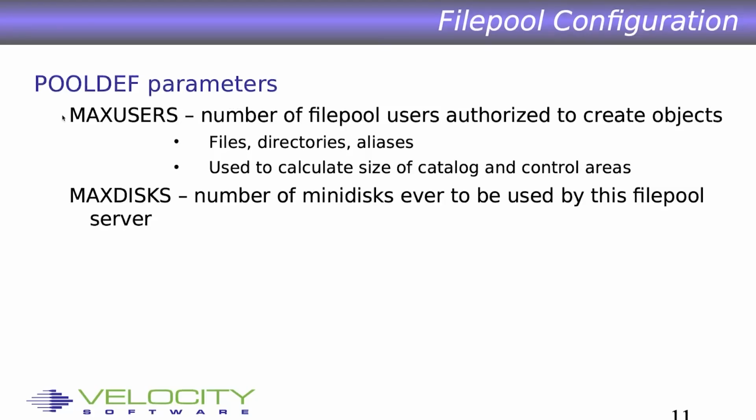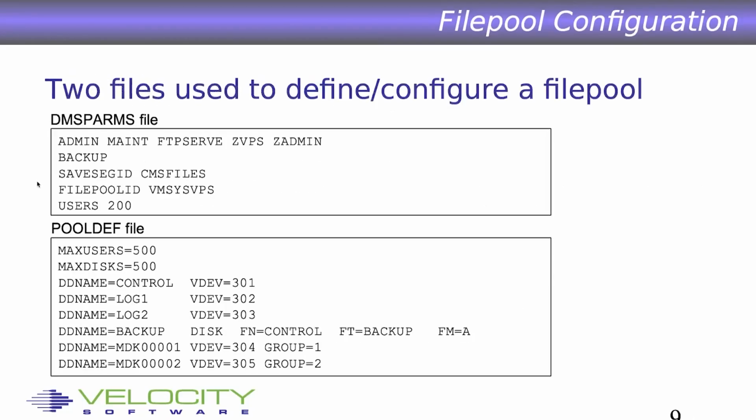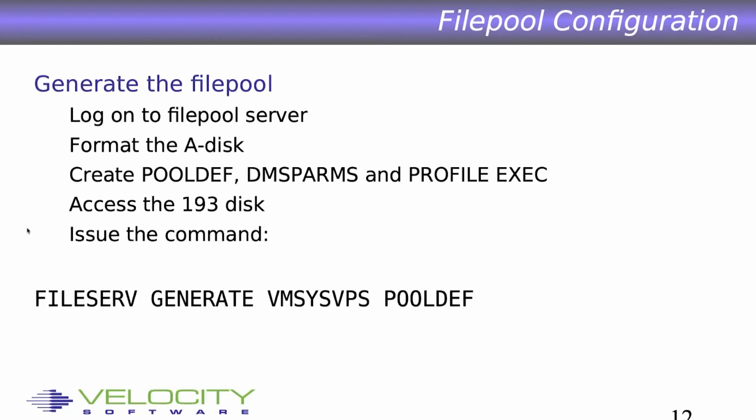And for pool.def, max users is the number of file pool users authorized to create objects, files, directories, aliases, and it's also used to calculate the size of the control area. And max disks is the number of mini disks to ever be used. These values can typically be safely made quite large. So in our case, we have them set to 500, which covers a lot of user access and mini disks in the file pool.